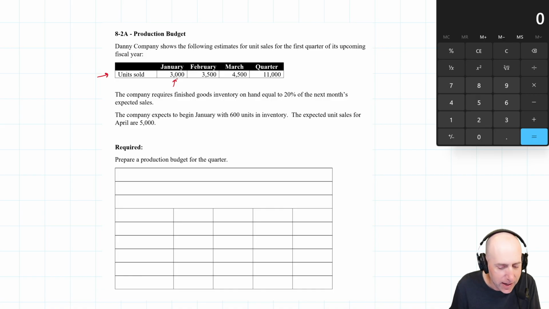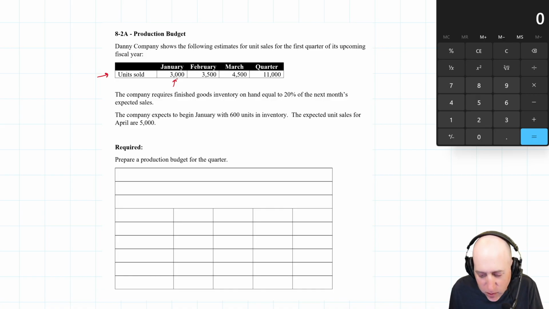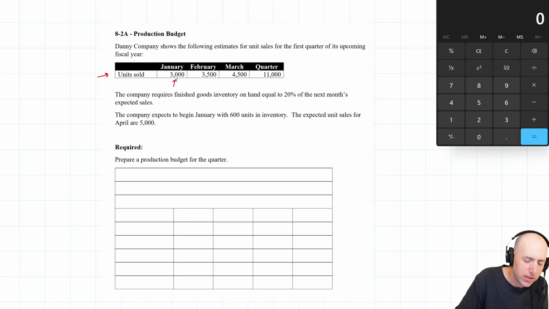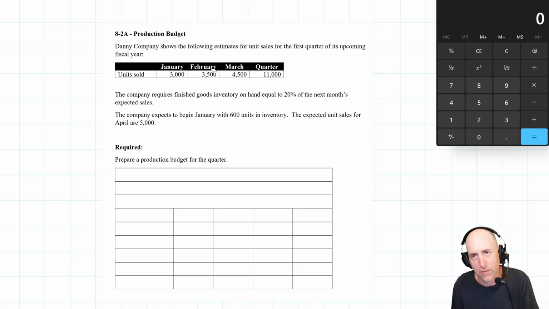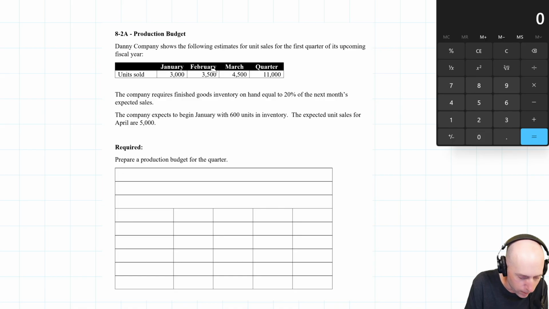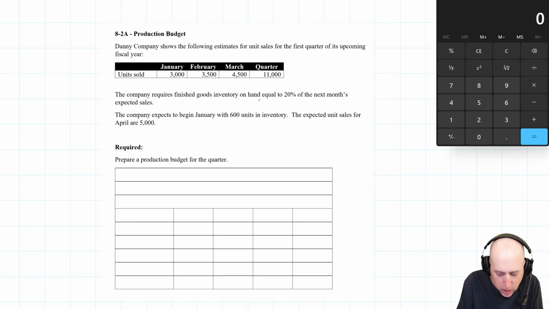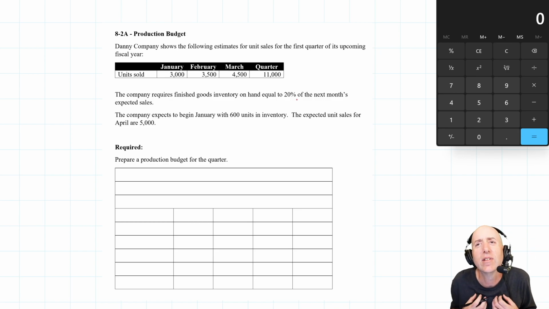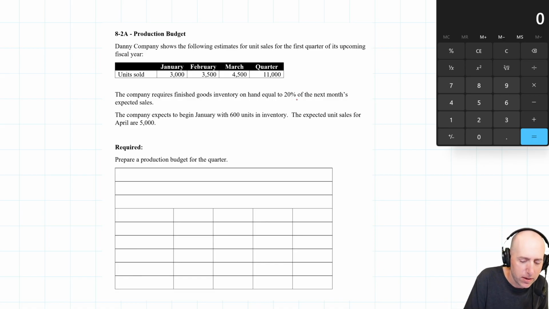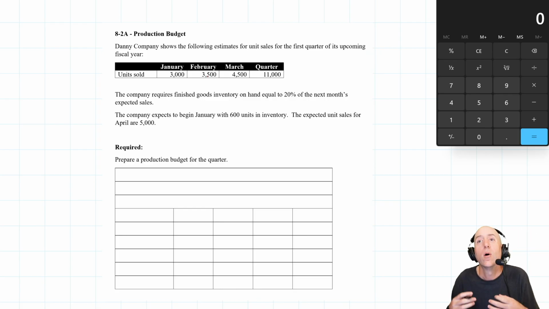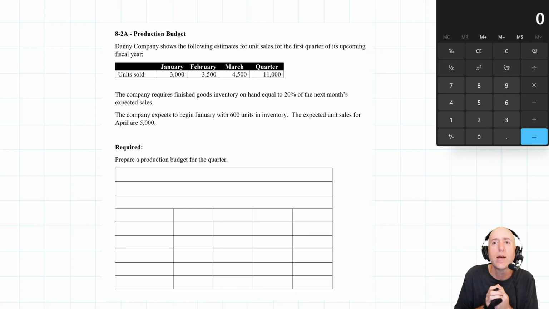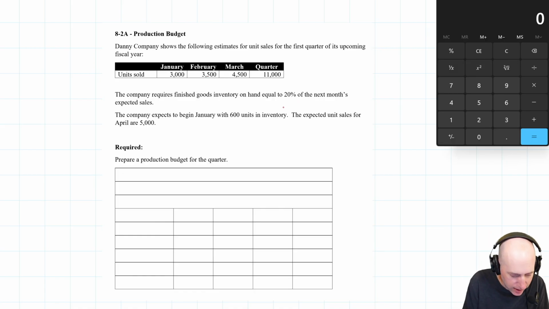Let's jump into it. Danny Company shows the following estimates for unit sales for the first quarter of its upcoming year. And you can see the month-by-month unit sales for January, February, March, quarter one of whatever year. The company's required finished goods is equal to 20% of the next month's expected sales. So this is what kind of inventory level we're comfortable with. And what we say is, not only are we going to need to make the 3,000 units, but we also want to have 20% of next month ready to go. We don't want to have our shelves empty. We want to have 20% of the next month ready to go for the next month.